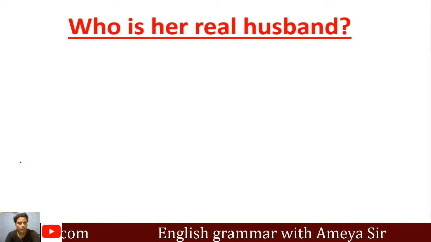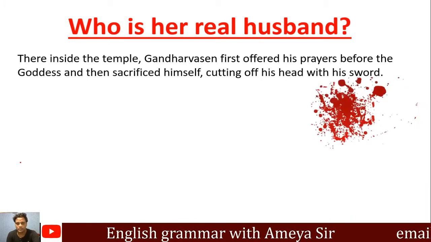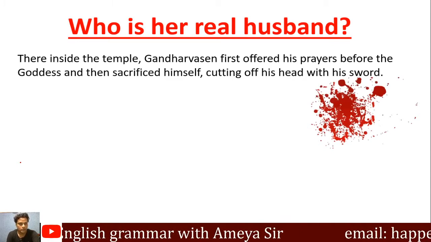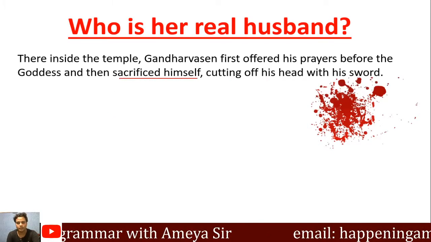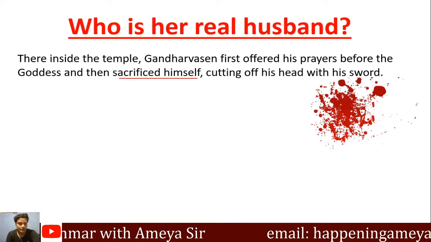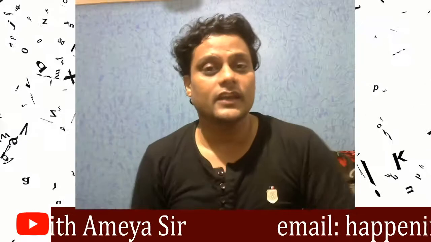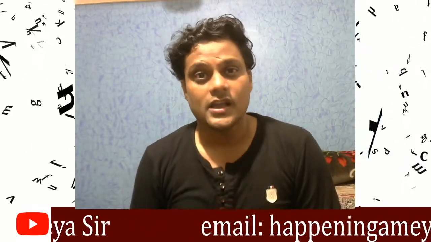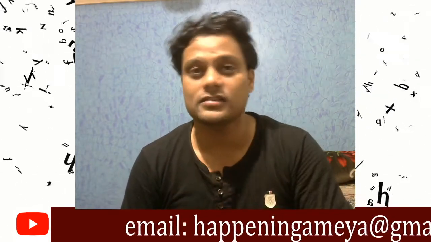And now, guys, there inside the temple, Gandharva Sen first offered his prayers before the goddess and then sacrificed himself, cutting off his head with his sword. Sad, right? You know, there used to be moments when I used to be sad listening to the stories from Grandma. Like, dude, why did you have to do that? You should not have pledged something like this.